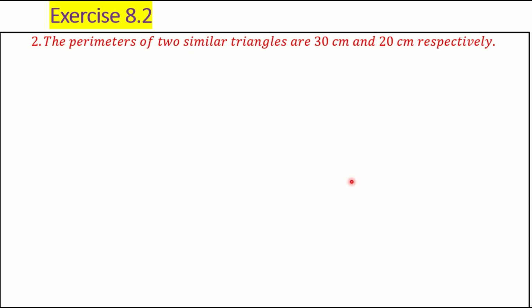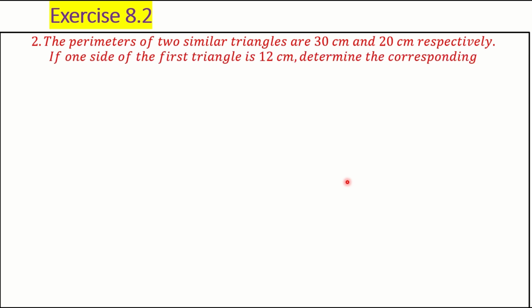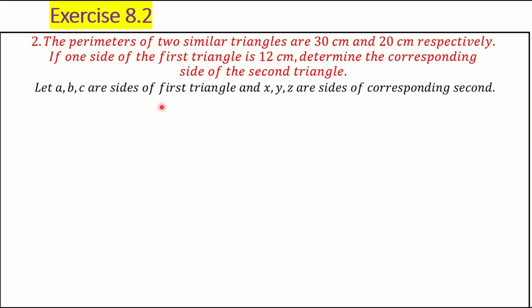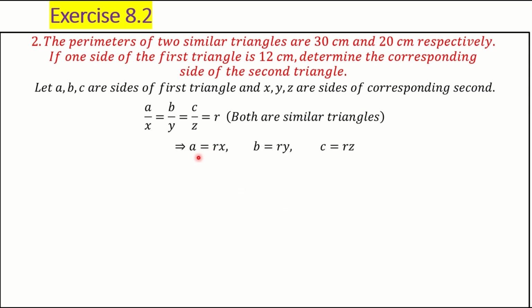The perimeters of two similar triangles are 30 centimeters and 20 centimeters respectively. If one side of the first triangle is 12 centimeters, determine the corresponding side of the second triangle. If A, B, C are sides of the first triangle and X, Y, Z are sides of the corresponding second triangle. Now it is given that these two triangles are similar triangles, which means A by X equal to B by Y equal to C by Z, which is equal to R.